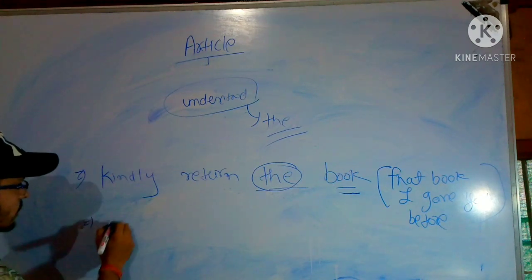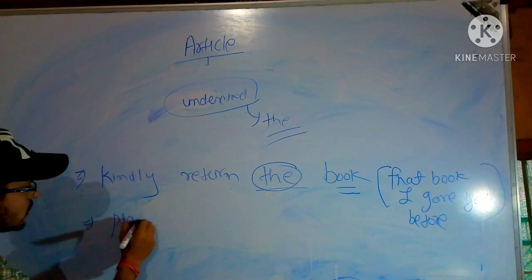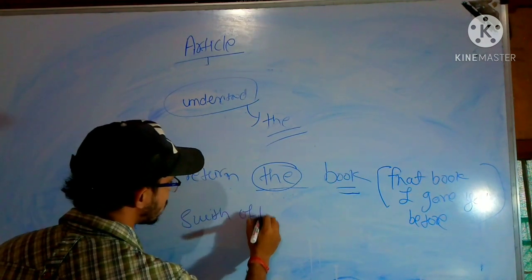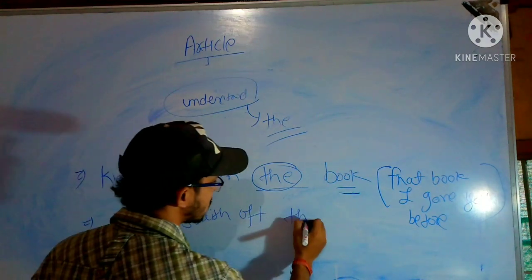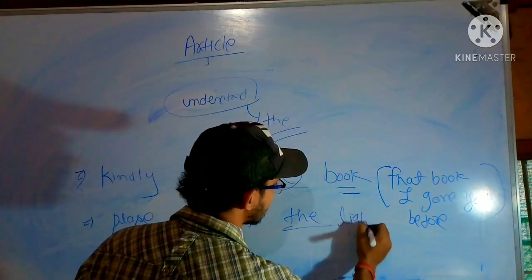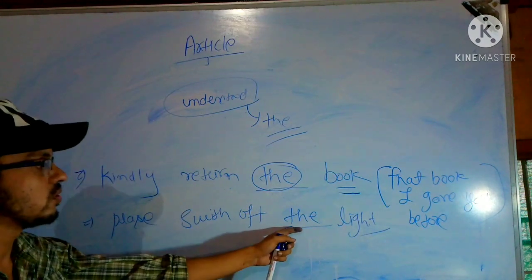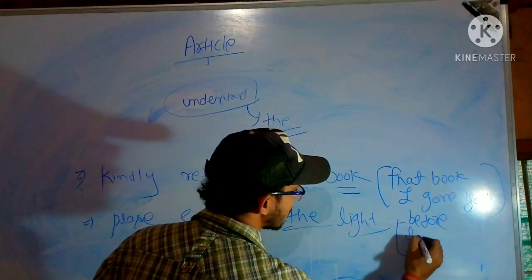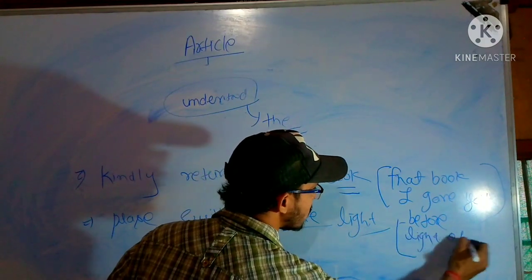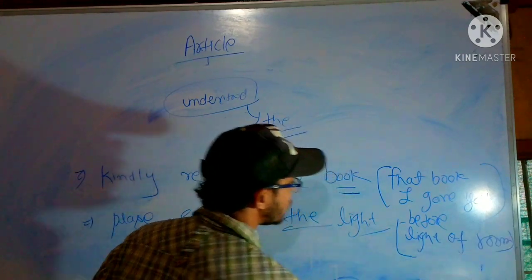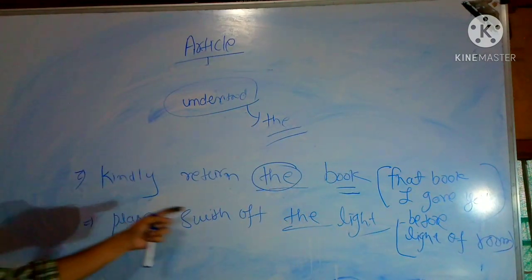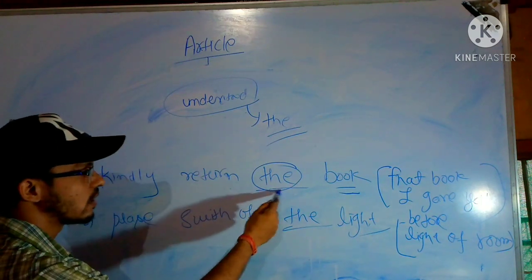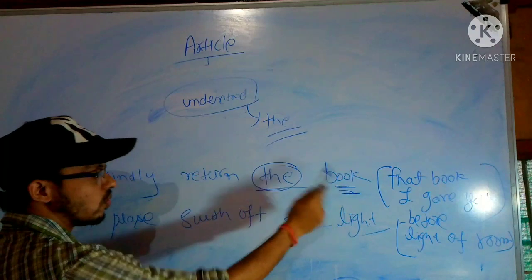Second sentence, take this: please switch off the light. Here we also use the article the before the light, because here we're talking about the light of a room. Hope you're going to get it, but I'm telling you, if anything is understood in the sentence beforehand, then we use the article the before that known noun.